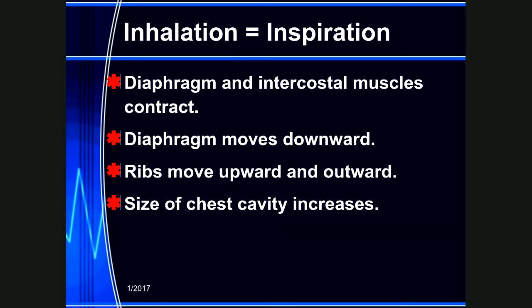Think of inhalation as getting the chest bigger and outward. And the diaphragm, which is our major muscle of breathing, moves downward. So what this does is it expands the cavity and allows air to be drawn in and flow in because of the pressure changes. So the diaphragm and intercostal muscles contract, the diaphragm moves down, the ribs move upward and outward, and the size of the chest increases. That's why if you see a bodybuilder, when they're flexing, they want to take a big breath of air in to make that chest look even bigger than what it really is.